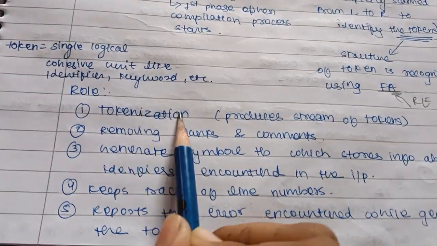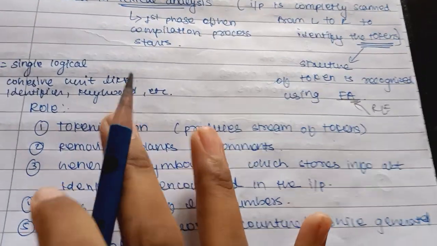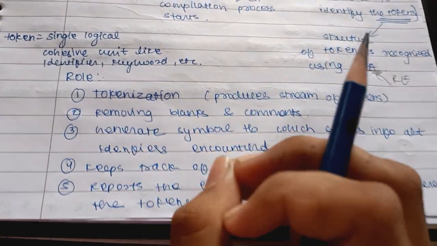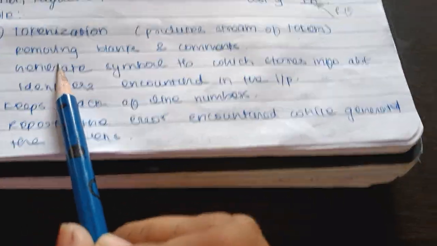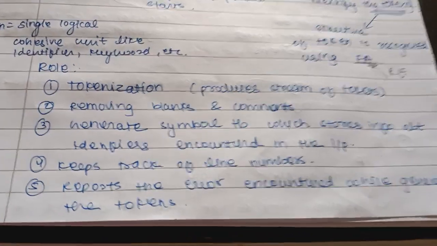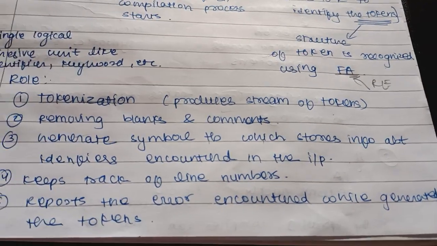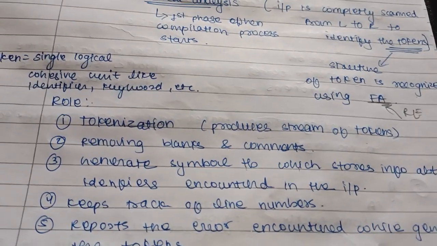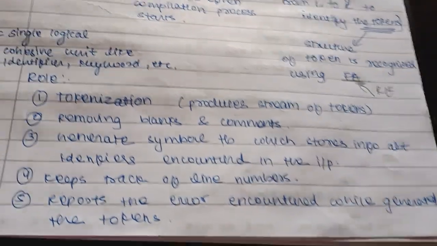So here is what the lexical analyzer does. First is tokenization, that is producing the stream of tokens. The lexical analyzer reads the code character by character and groups these characters into logical units, which we call tokens. Then it removes the blanks and comments. It removes the unnecessary parts, that is anything irrelevant for the compiler. Like white space and comments are not relevant for the compiler, they are just for the understanding of the programmer.